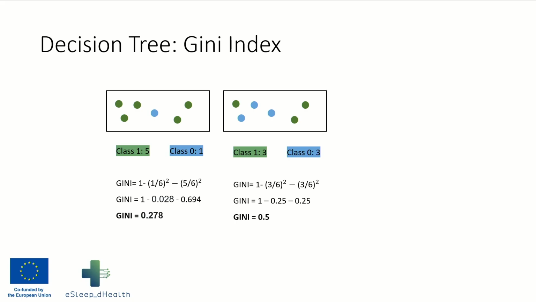0.278. Another example where the Gini index is a bit higher. So here it is more balanced.